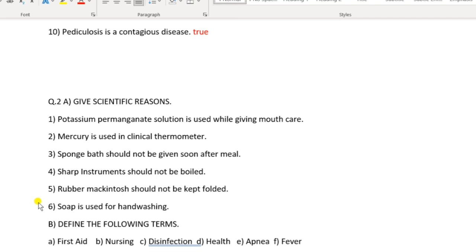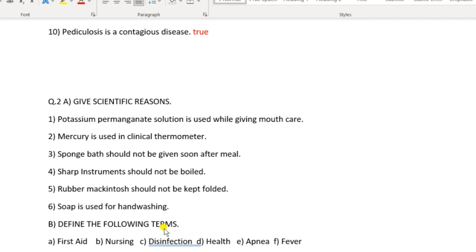Why is soap used for hand washing? Soap is an emulsifying agent and lowers the surface tension of water. It removes dirt and oil on the skin. The soap contains an antibacterial agent. Also, it does not irritate the skin. Hence, soap is used for hand washing.